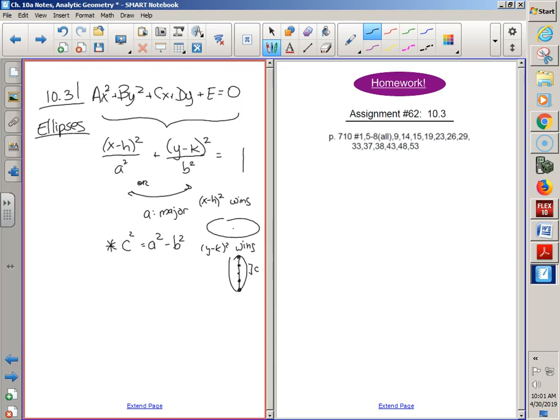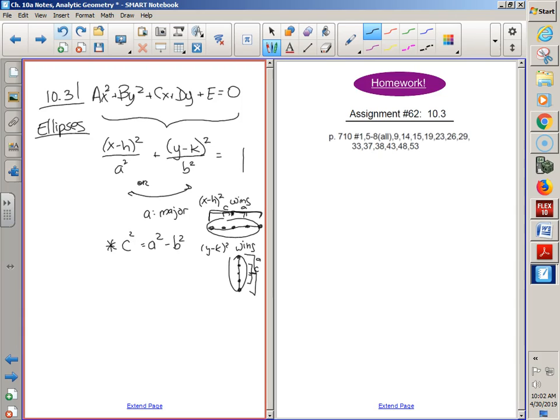And if the other guy wins, well, I just had the major axis, with a vertex there, and a vertex there, and a focus there, and a focus there. The focus is c away. And remember, the vertex is going to be a away. So a goes to the vertex, c goes to the foci, either direction.